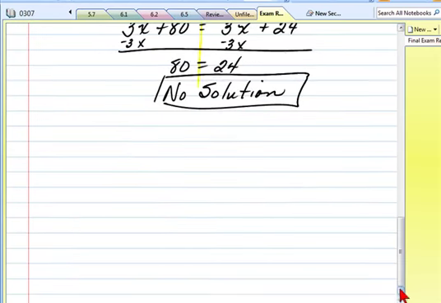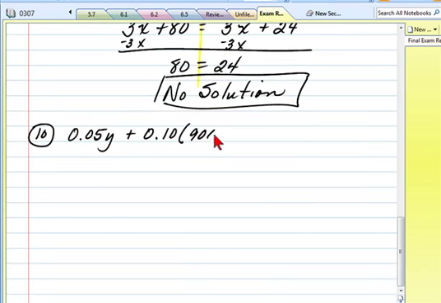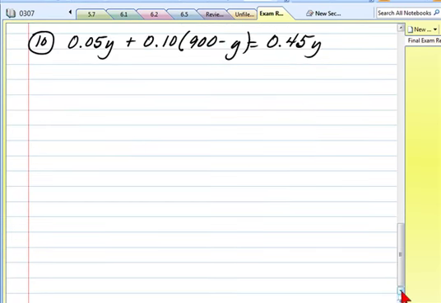All right, problem number 10. I have 0.05y plus 0.10 parentheses 900 minus y is equal to 0.45y. Now, this is an option. You can do this if you want.